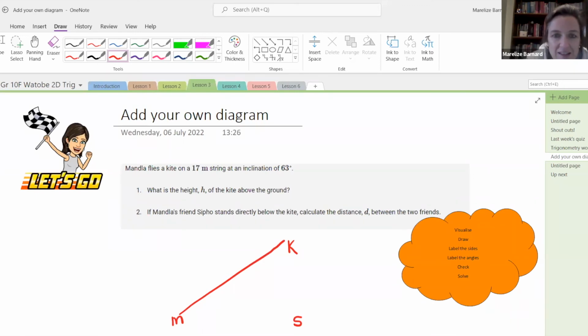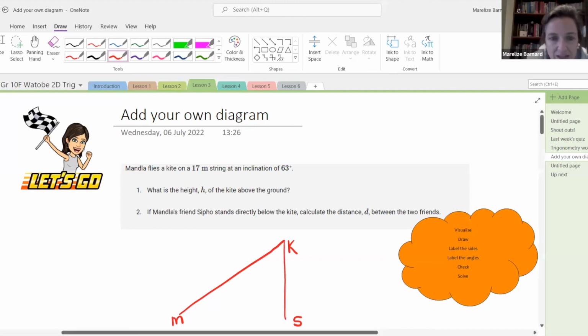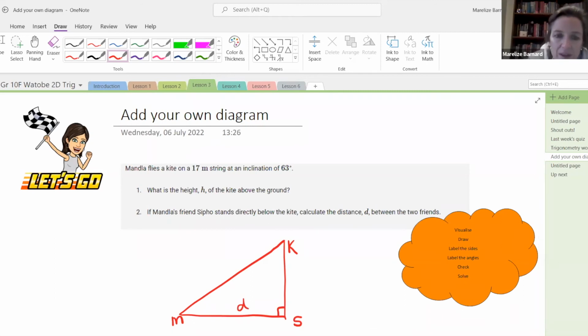And Sipo is directly below the kite, which means there's our 90 degree angle. And then there's a distance D between the two friends. And where am I going to put my 63? Well, it says here that he flies his kite at 17 meter string at an inclination of 63 degrees. And where does the 17 go? That is the string. Here's mandala standing over here holding the string to the kite. So this must be the 17.